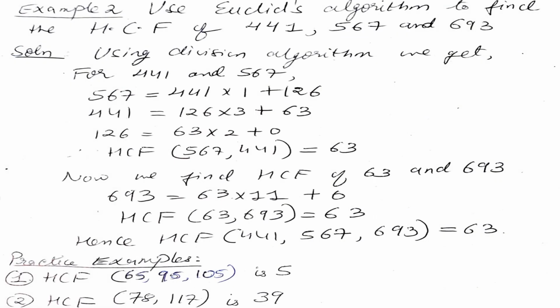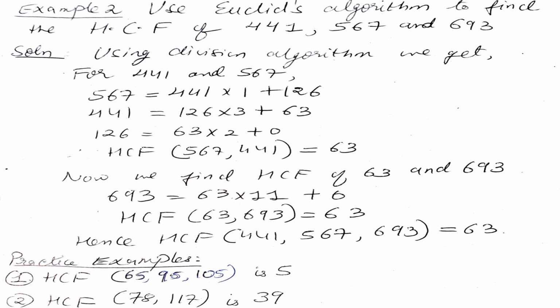Another example, use Euclid's algorithm to find the HCF of 441, 567 and 693. Since there are three numbers, first we will find the HCF for 441 and 567. According to Euclid's lemma, we will write 567 as 441 into 1 plus remainder 126. Again 441 can be written as 126 into 3 plus 63. 126 is 63 into 2 plus 0. Since we have got the remainder 0, HCF of 567 and 441 is equal to 63.